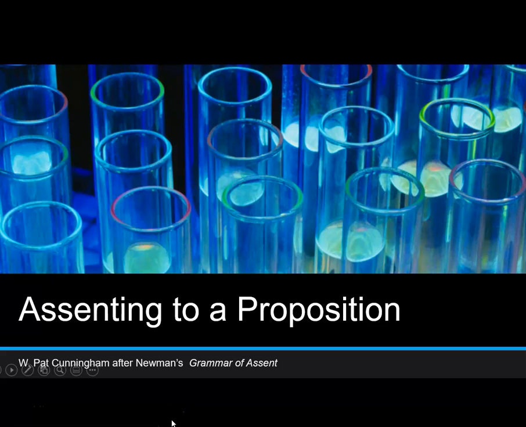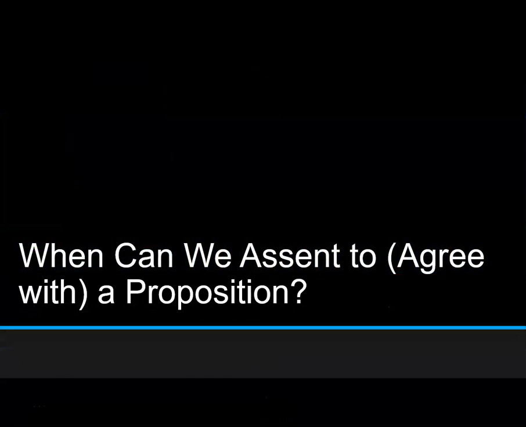Let's see how we can understand assenting to, or agreeing with, a proposition. I'm using John Henry Newman's Grammar of Assent as a beginning here. So he asks, and we ask, when can we assent to, that is, agree with, a proposition? Well, we should apply principles of logic here. But why should we do that?